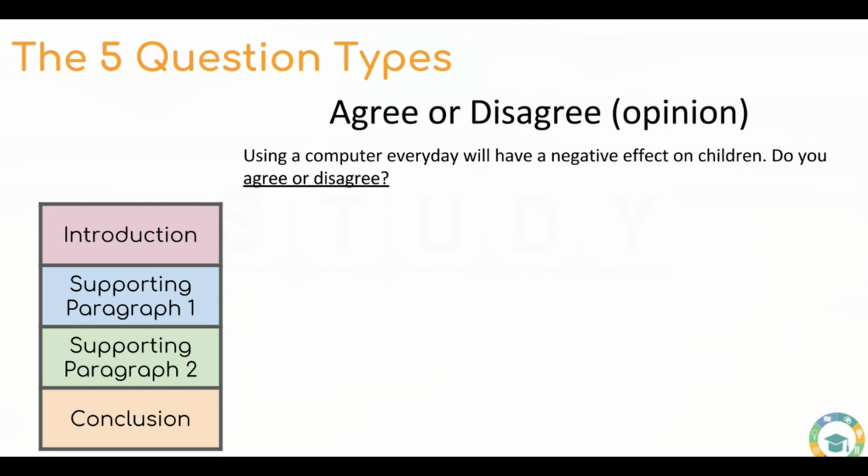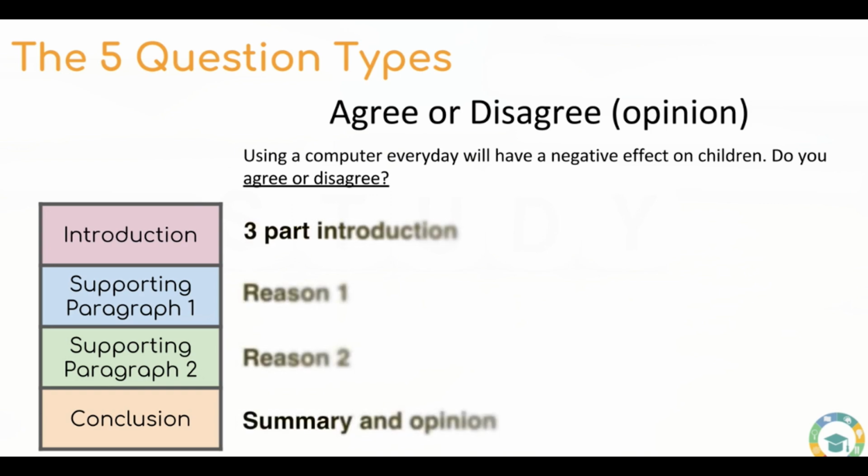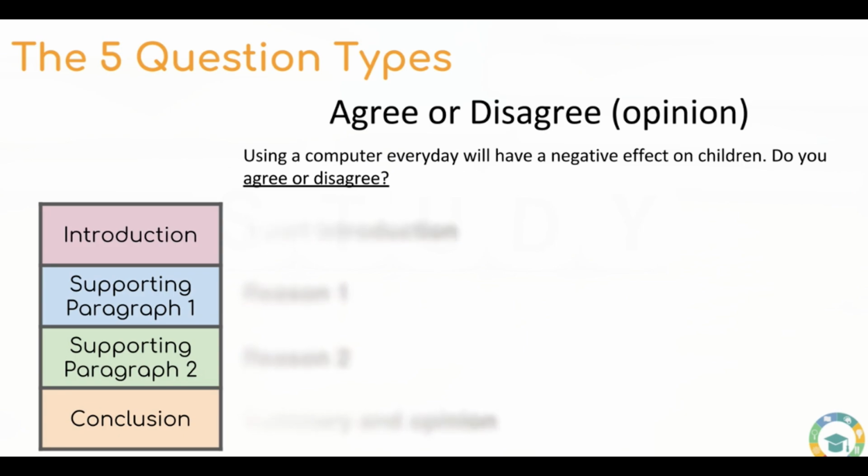It's very important that you clearly show your opinion, whether you agree or disagree. Let's see how we can organise our 4-part structure for this question. So you'll have your 3-part introduction, and there'll be a lot more on that later in the course. Then you'll give your 2 reasons in the supporting paragraphs as to whether you agree or disagree with the statement. And then you'll give a summary and your own opinion in the conclusion. Again, only choose to agree or disagree.